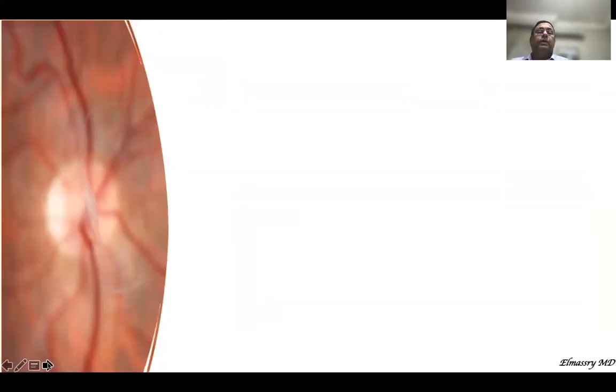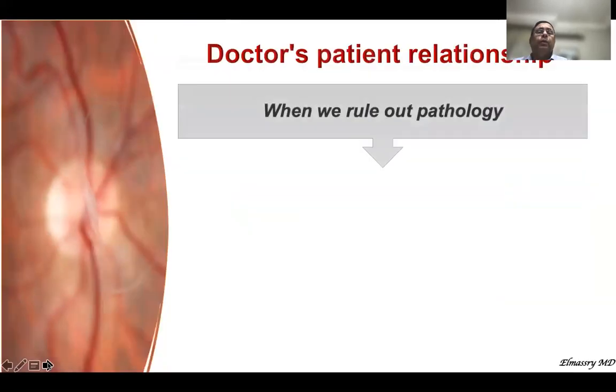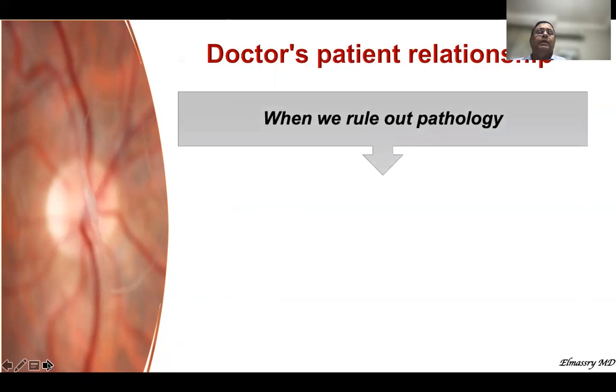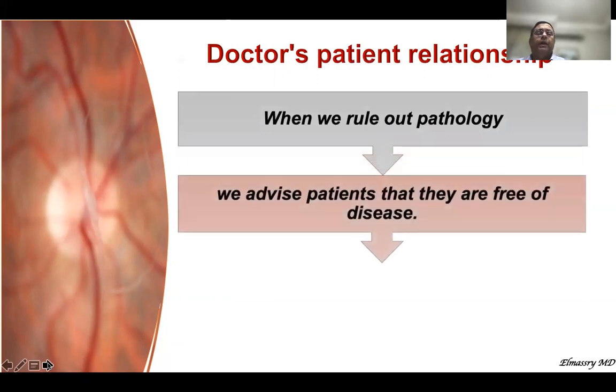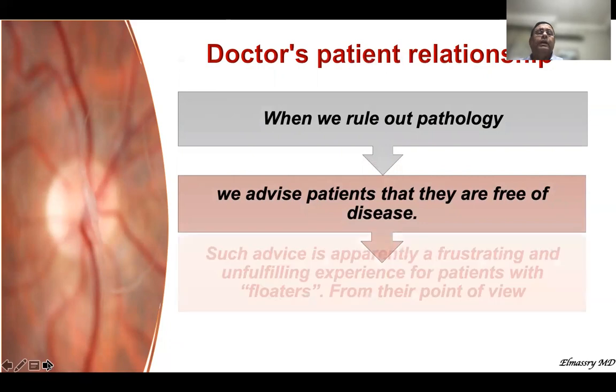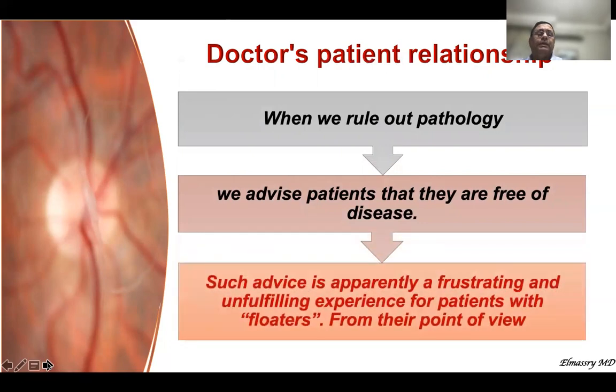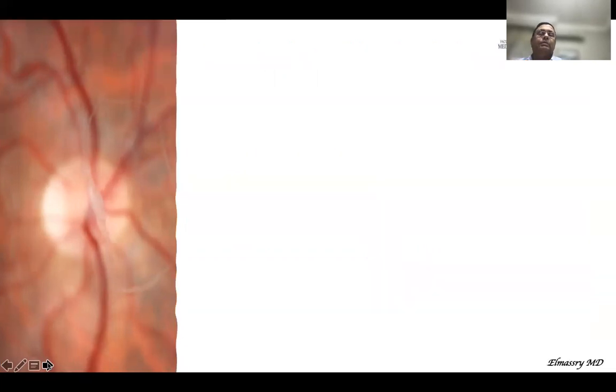So the doctor-patient relationship: when we rule out pathology, we tell the patient they don't have any problem or any disease in their vitreous or retina. Actually, this is good for most patients, but this advice is apparently a frustrating and unfulfilling experience for patients with vitreous floaters from their point of view. They are feeling something, they are seeing something, and the doctor ignores it, and this frustrates these patients.